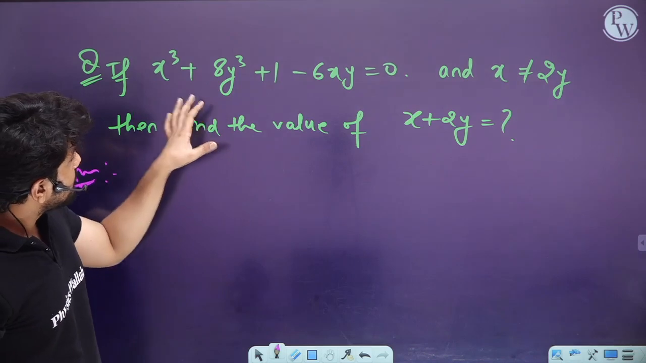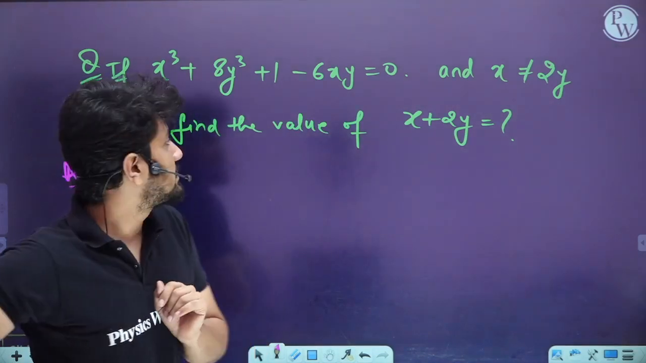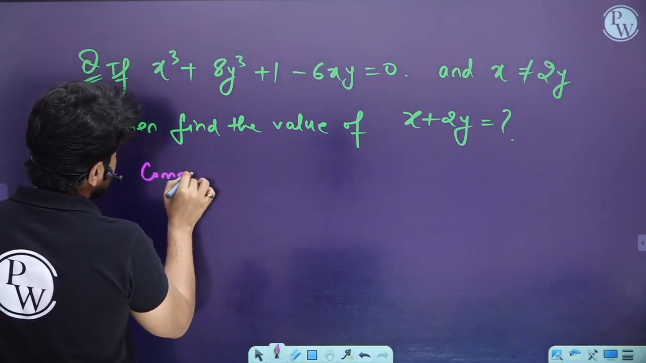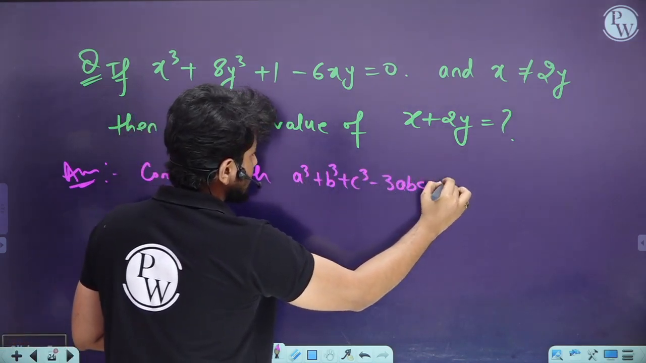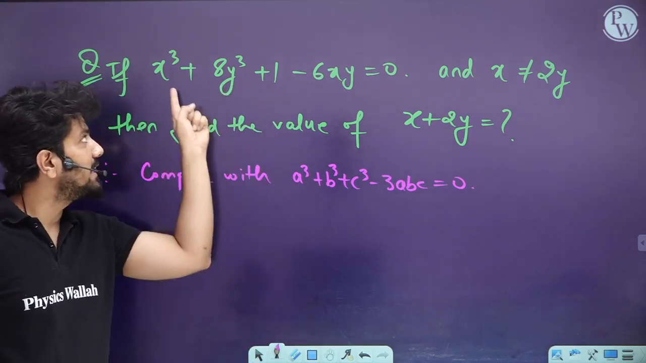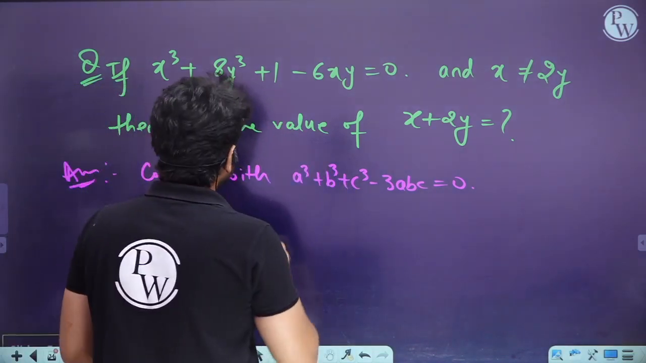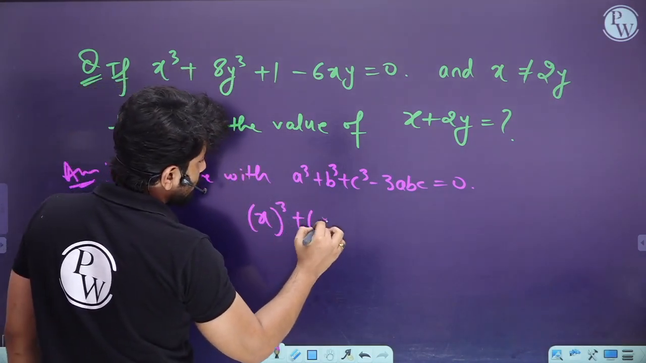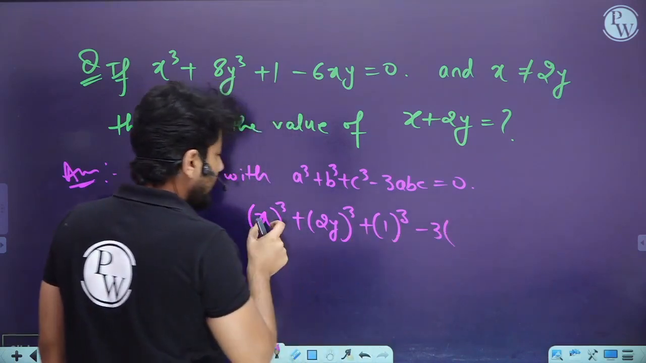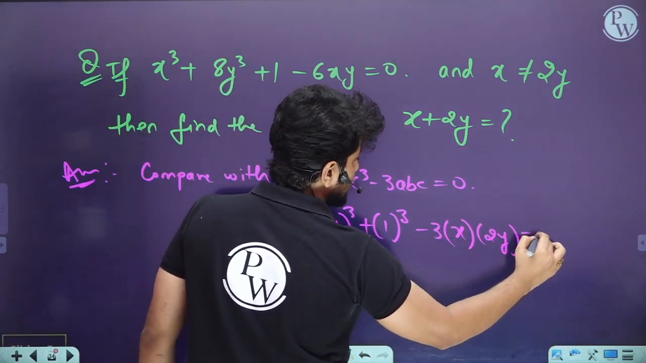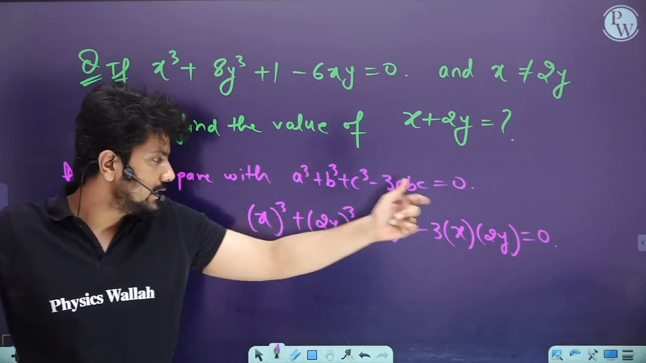Here I can compare it with a cube plus b cube plus c cube minus 3abc is equal to 0. Now, what's the value of a over here? a is basically x, b is basically 2y, c is basically 1. This is written as x cube plus 2y cube plus 1 cube, that is a cube plus b cube plus c cube minus 3 into a into b into c, where a is x, b is 2y, and c is 1, is equal to 0.